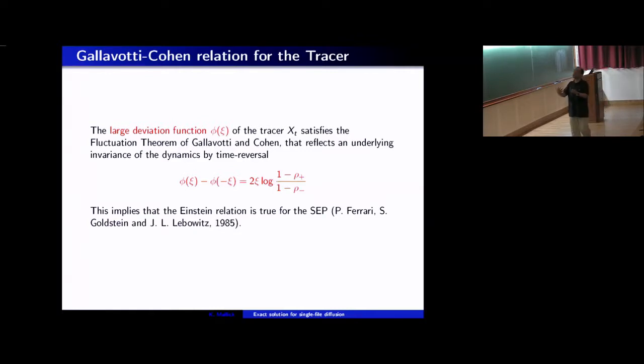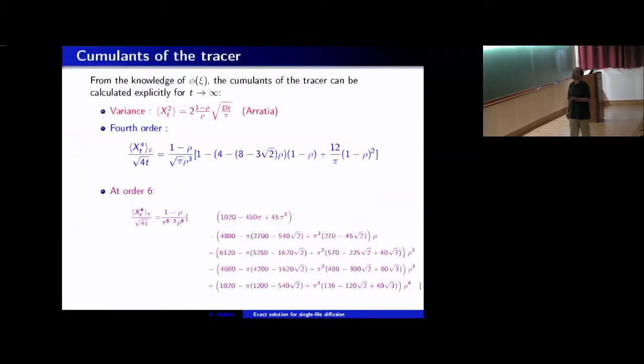So this Gallavotti-Cohen relation, which is valid far from equilibrium, is a huge extension of the fluctuation dissipation relation, of the Einstein relation. It implies the Einstein relation close to equilibrium. It was known by these people a long time ago that the Einstein relation is true close to equilibrium, where your asymmetry is very little. Well, here we can prove it in general terms, even very far from equilibrium, because we have an explicit formula.